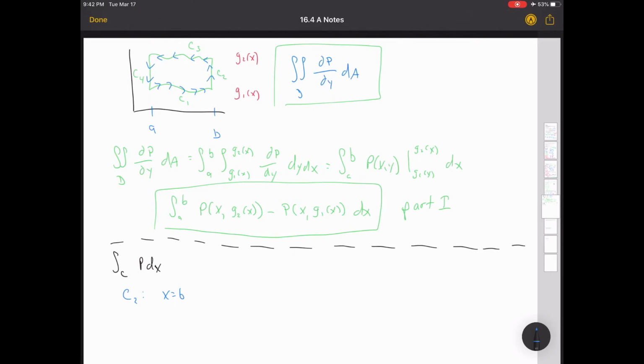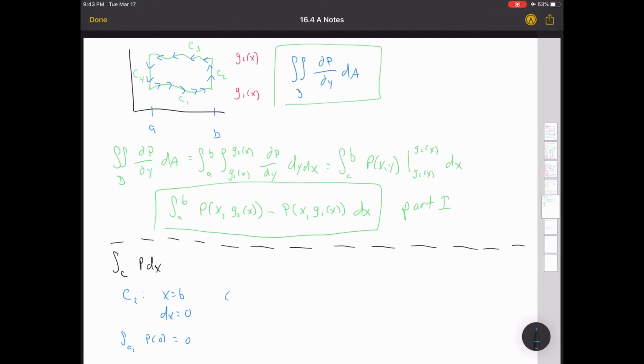And the y of C2 doesn't really matter because dx is going to be 0. So in that line integral, when we take the line integral for C2, we're going to get P, whatever P is, times 0, so that's 0.